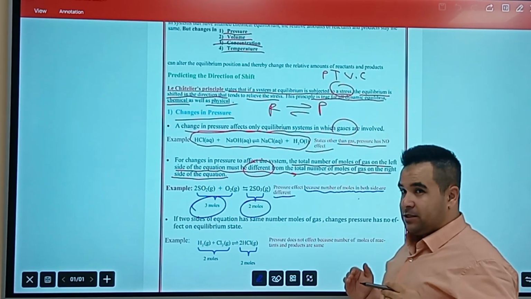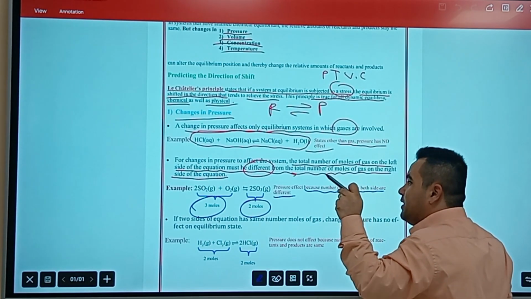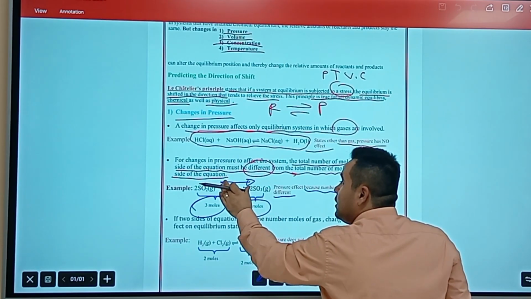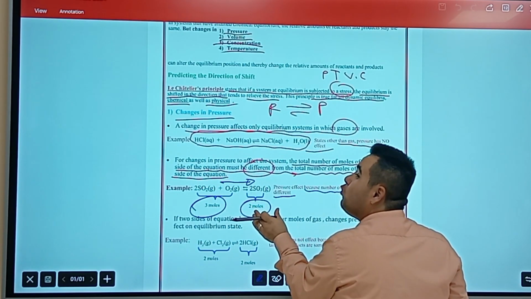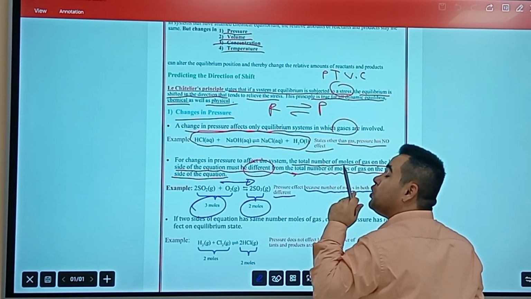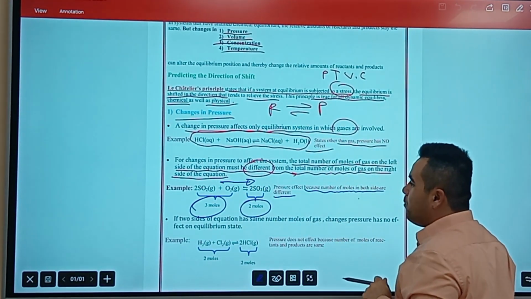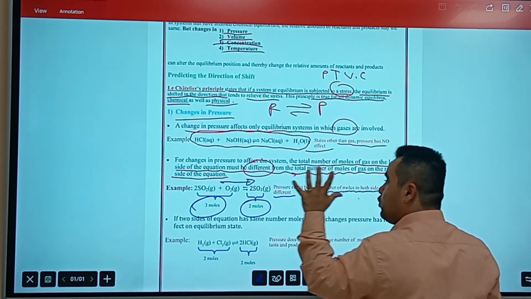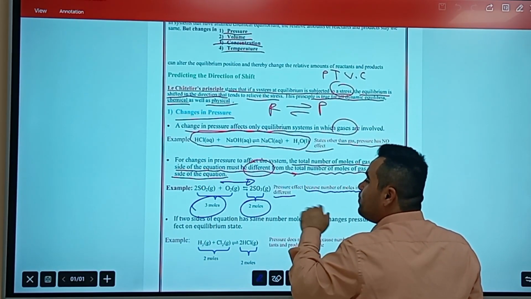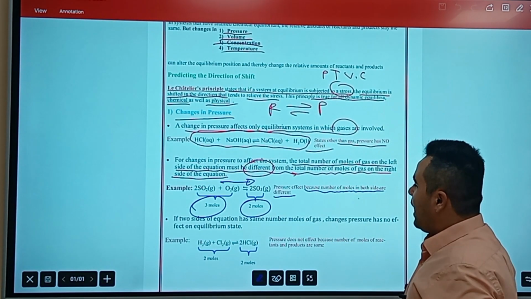How does pressure work? Increasing pressure favors or shifts the reaction toward the lower amount of moles. Decreasing pressure favors or shifts the reaction toward the higher amount of moles. If we increase pressure on this system, it favors the forward direction, shifting the equilibrium forward, but reducing the pressure favors or shifts toward the reactant.